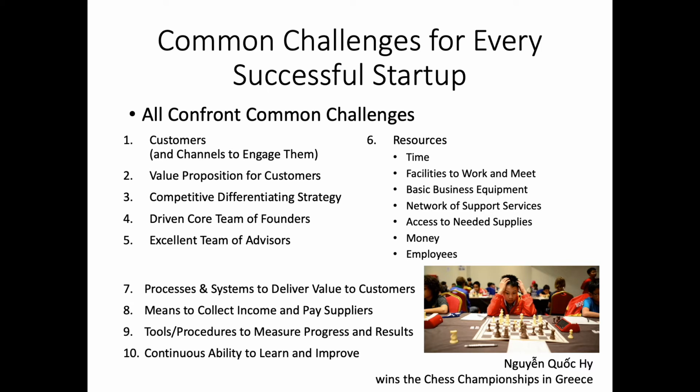Third, you need some differentiating competitive strategy. How are you going to sell your product when the customer has a choice between your product and another product from a competition, or maybe your service? You've got to have some way to clearly describe why your product or service is different from your competition's, and furthermore, why that is advantageous or attractive to your customer.